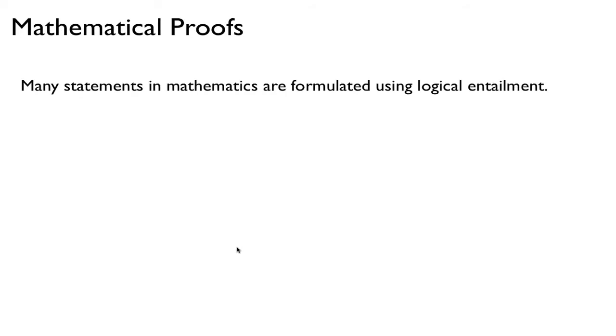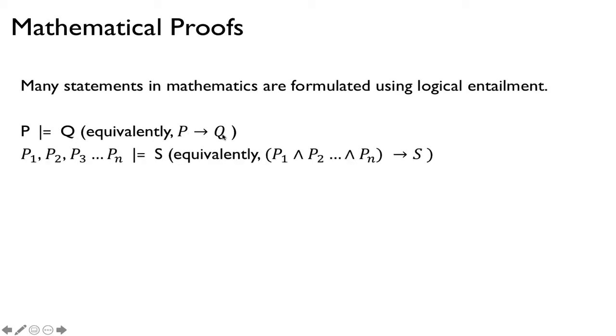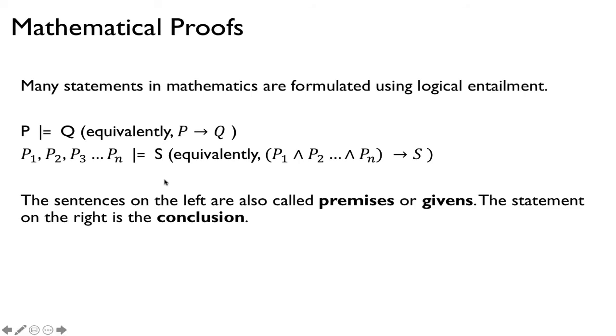Okay, many statements in mathematics, many theorems rather, are formulated using logical entailment. For example, we might say something like this: assume P, we want to prove Q, or equivalently, P implies Q. Or sometimes we might have several assumptions: P1, P2, all the way to Pn. This logically implies S, or equivalently, P1 and P2 and all the way to Pn implies S. So these are different ways to formulate mathematical theorems. The sentences on the left are called the premises or the givens, and S is the conclusion.